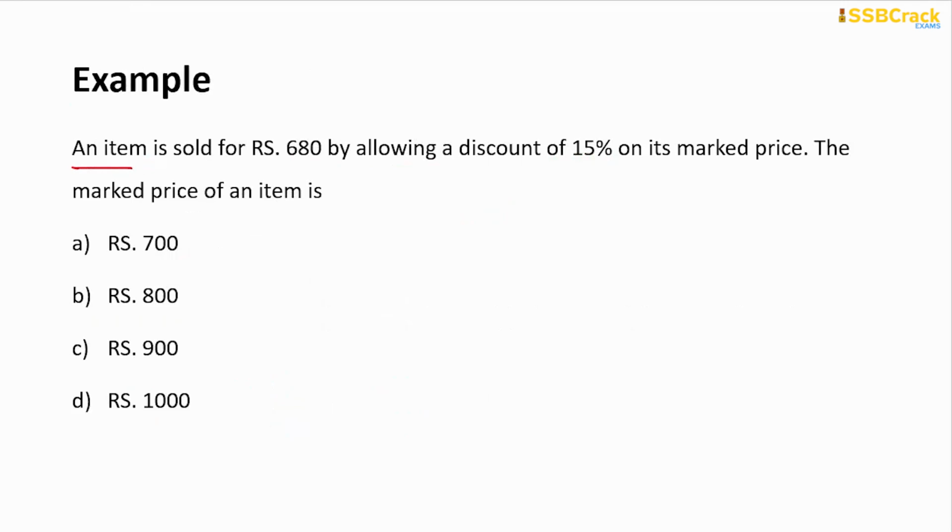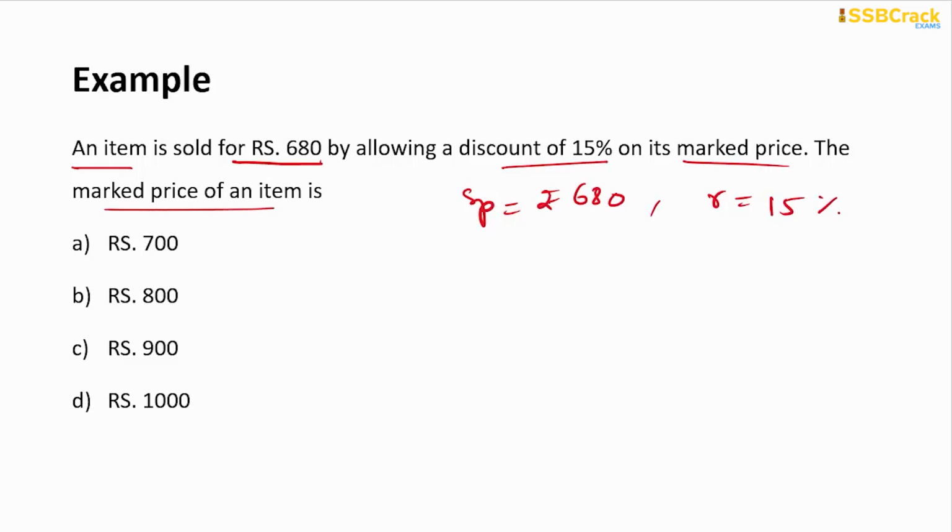An article is sold for rupees 680. So this is SP, right? 680 rupees by allowing a discount percent of 15%, that is the rate of discount R we denoted by 15%, on its mark price. Then what is the mark price of the article? See, we just now checked that when we want to find the selling price, we can use this formula MP into (1 minus R upon 100). But this formula is equivalently used to find the mark price as well.